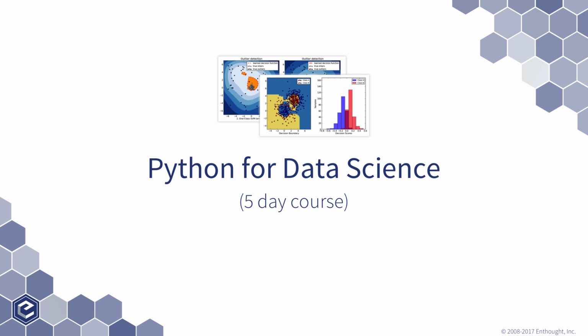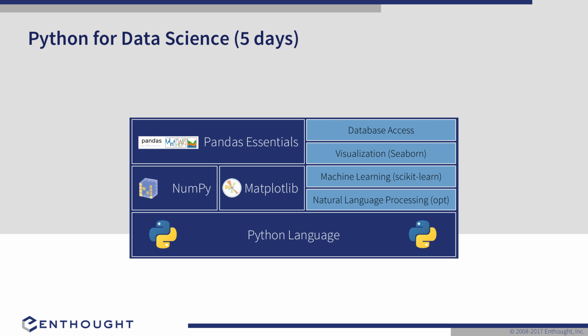Let's talk about the course. This is kind of a bird's eye view of the main structure of the course. The dark blue is the first 3 days, and that's what we think of as the essential tools for people to do scientific and analytic computing in Python. And then the last 2 days is in light blue, and that's the tools that are specific to data science and machine learning.